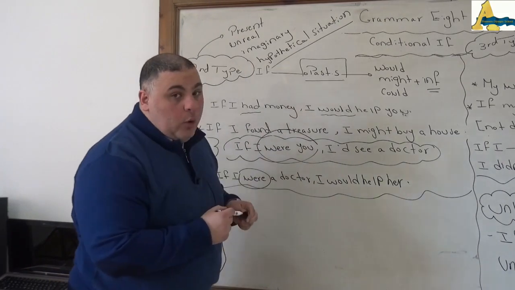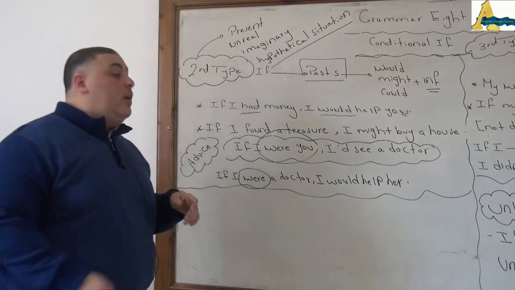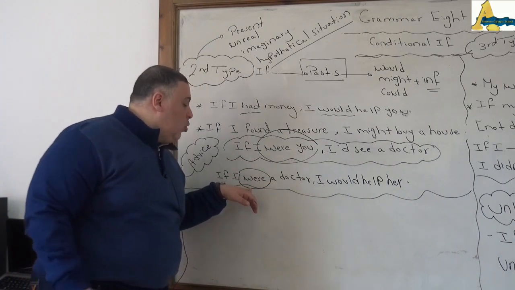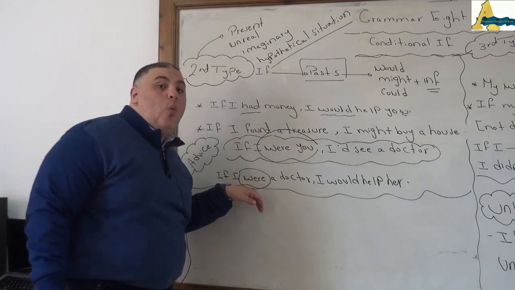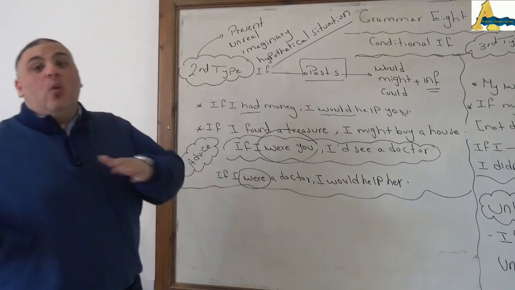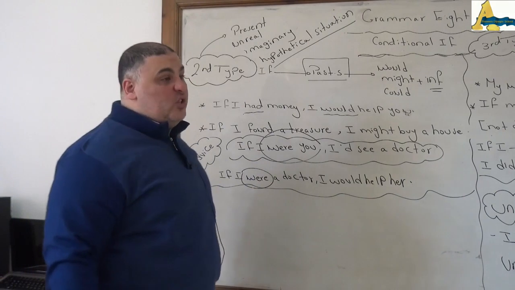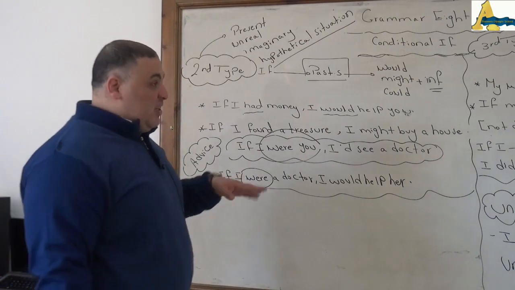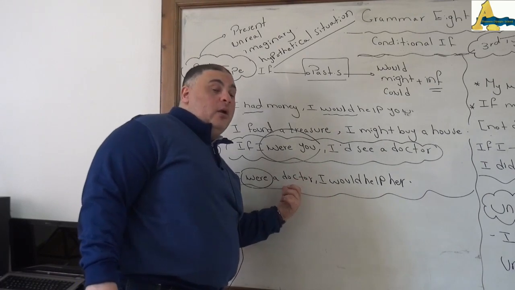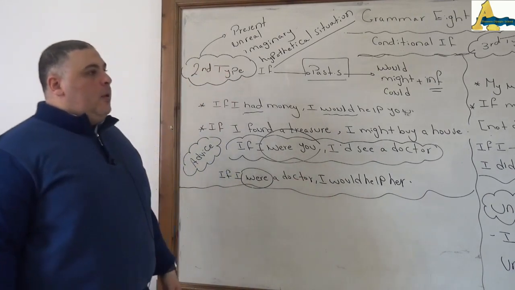And you have to know also that in the second type, it's preferable to follow all the pronouns or all the subjects with the verb were instead of was. I would say, for example, if I were a doctor, if she were rich, if he were my friend, and so on, instead of using was. That doesn't mean, by the way, that was is incorrect, but it's preferable, as I said here, to use were.